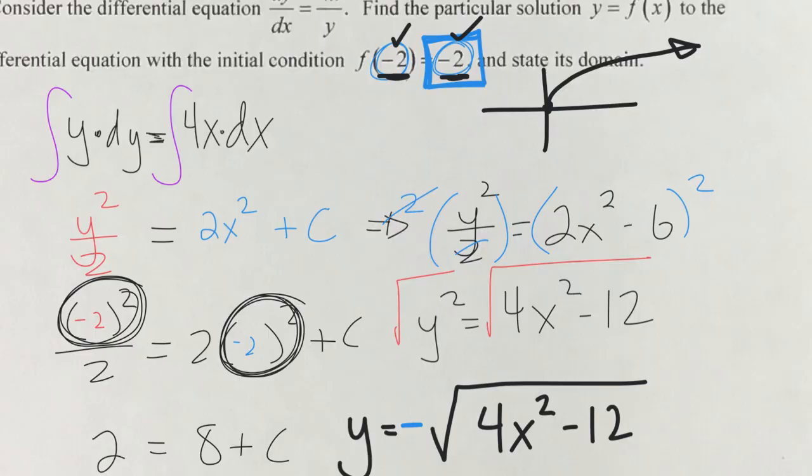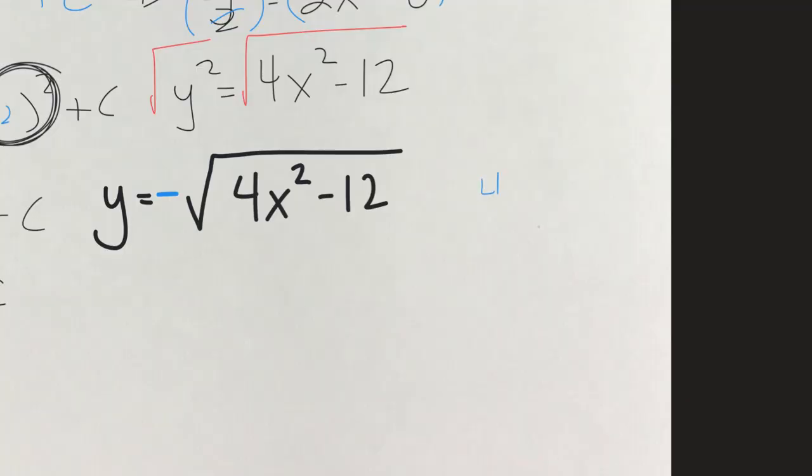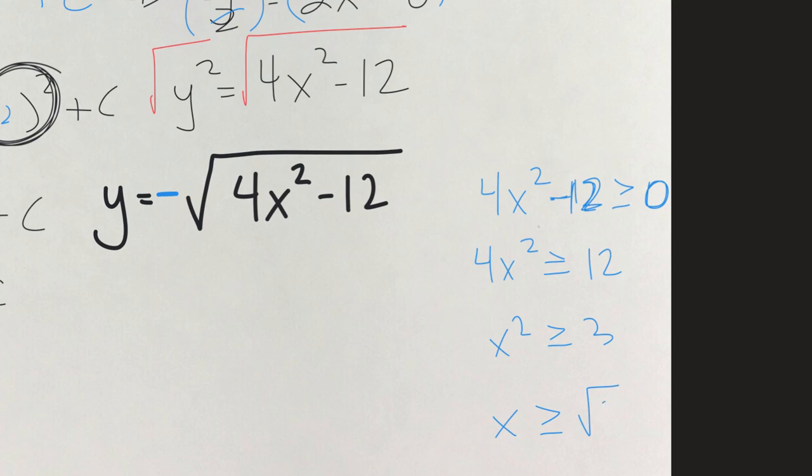So if we want to state the domain, as it says, for our square root function, 4x squared minus 12 must be positive, or non-negative. That's the domain of any square root. We cannot take the square root of a negative, so everything underneath our radical must be positive or 0. So x has to be greater than or equal to the square root of 3, which is probably going to be the square root of -3.